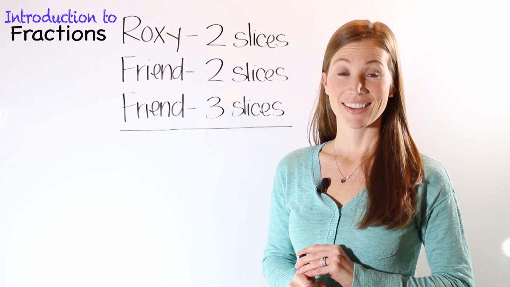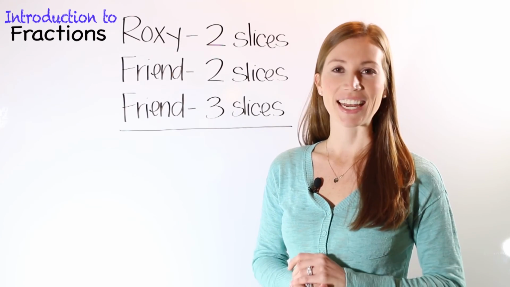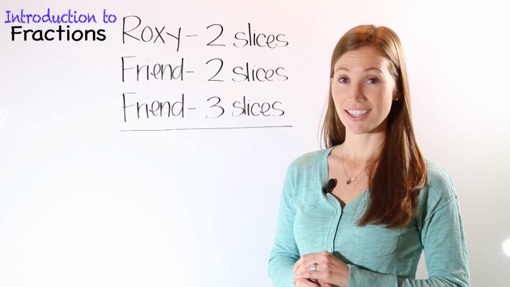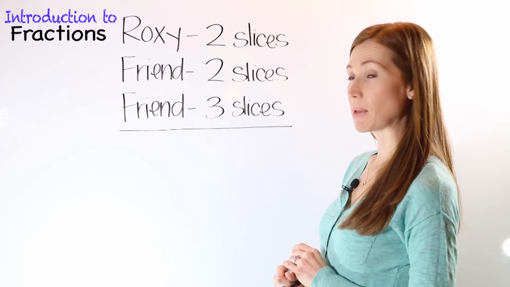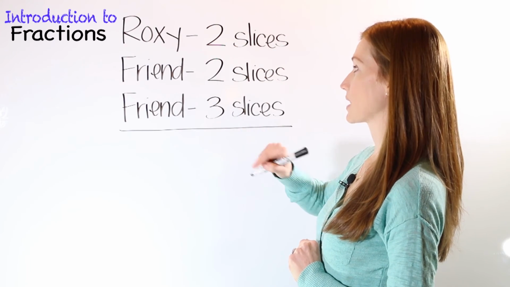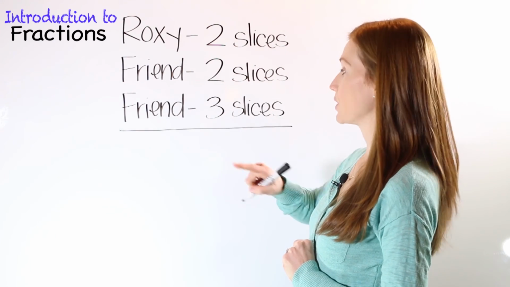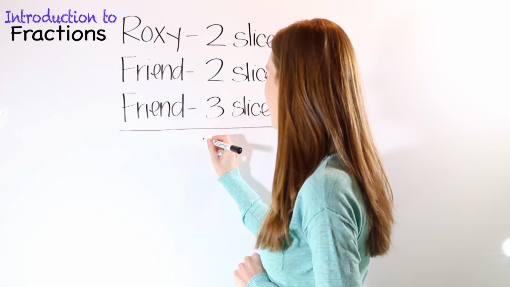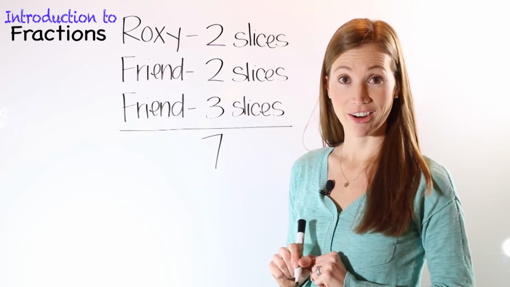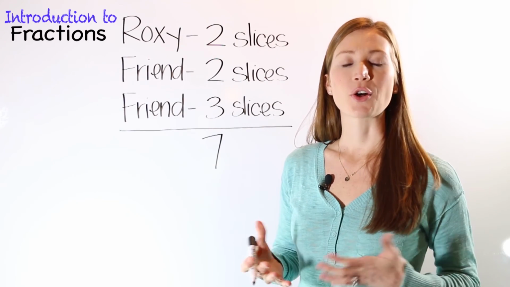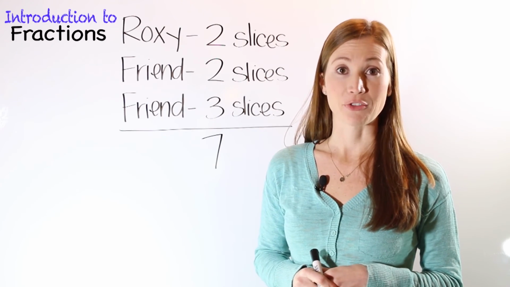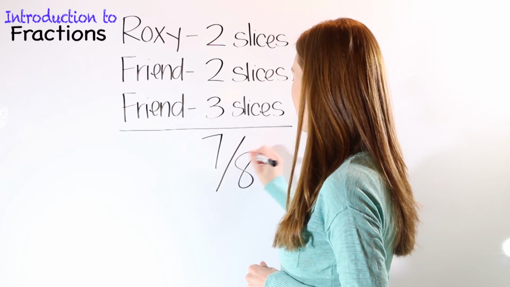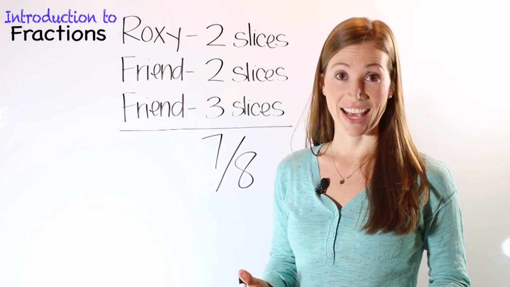Welcome back. So, does Tommy get to eat any of the pizza? If you said yes, you're correct. There were 8 slices total to begin with. If Roxy ate 2 slices, one of her friends ate 2 slices, and one of her friends ate 3 slices, they ate 7 slices together. So what fractional amount of the pizza did Roxy and her friends eat? They ate 7 out of 8 slices, 7/8.